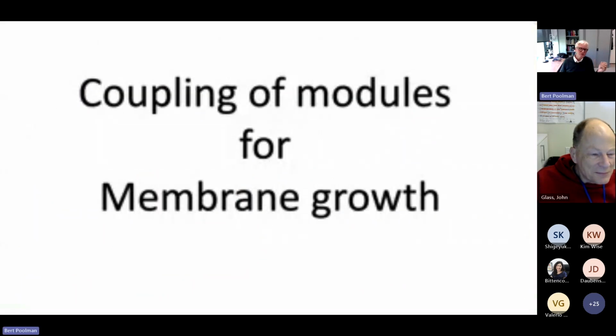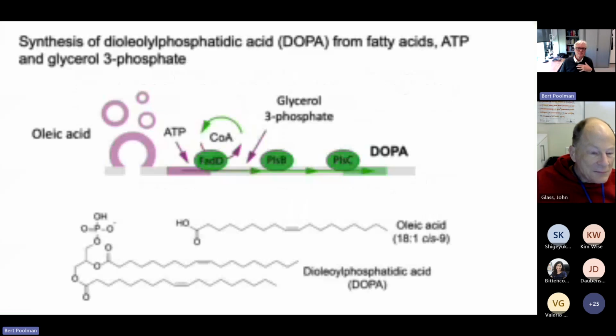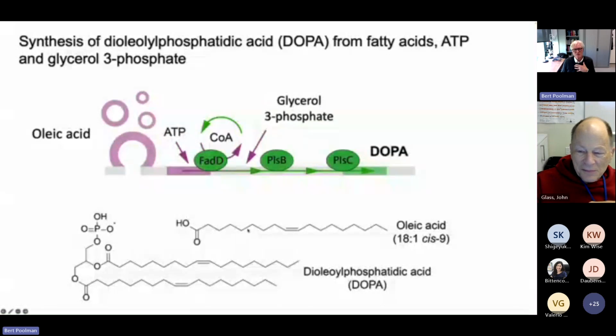What we also would like to do is to have the membranes grow. For that, we need lipid synthesis. And so one of the simplest lipids is diaryl phosphatidic acid, shown here, which can be synthesized from fatty acid, here shown as oleic acid, in the presence of ATP and glycerol 3-phosphate. And then we need to recycle coenzyme A.